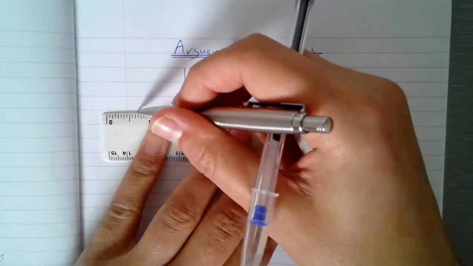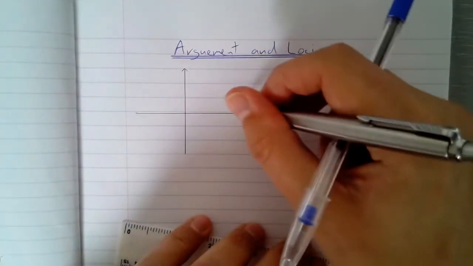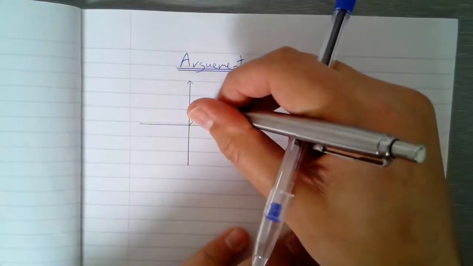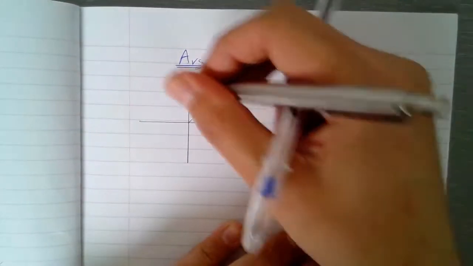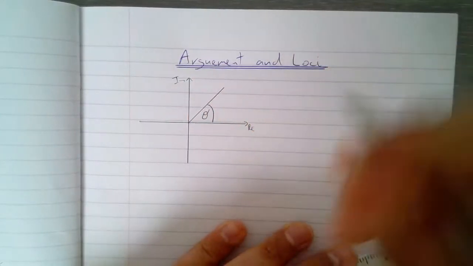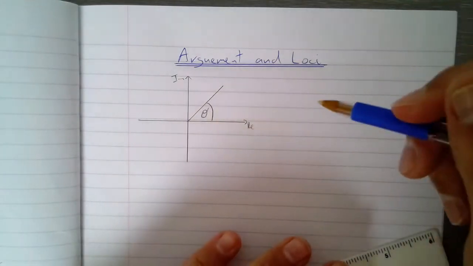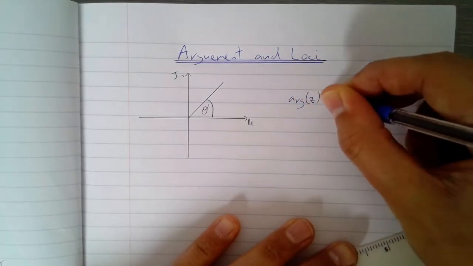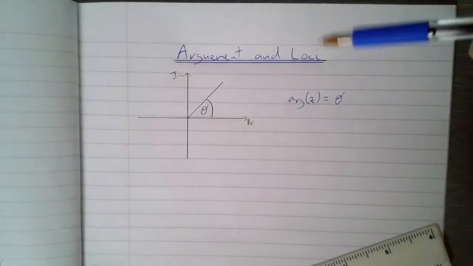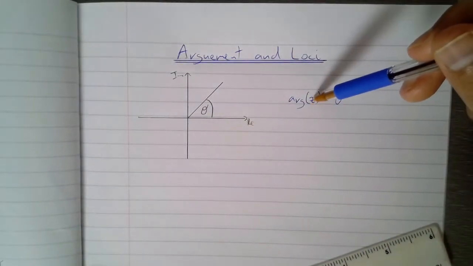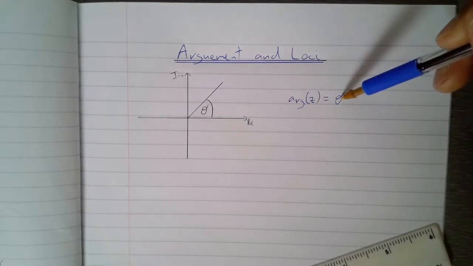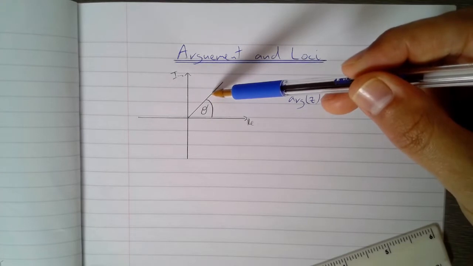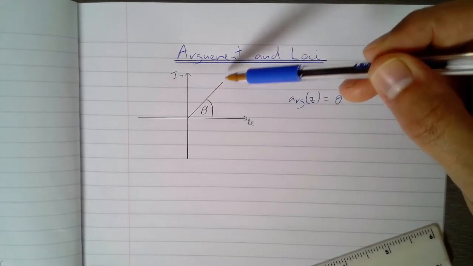So this is, I've done it already, an Argand diagram, and I've got some line coming out of the origin. The angle between the line and the initial line, or the real axis, is theta. Now I'm going to say that this line represents the following: the argument of z is equal to theta. What this means is, what z values have an argument of theta? Well, any complex number on this line, because the angle between the line and the real axis is theta, must have an argument of theta.